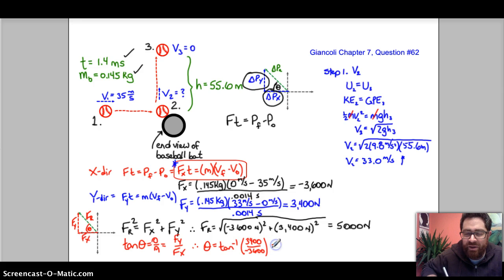And you have to be careful with what your calculator is going to spit out here. It's going to be confused as to what quadrant you're in, but I need to recognize that if I'm referencing the negative x-axis here, that's going to be 43 degrees. If I really wanted to reference the positive x-axis, I could subtract that from 180. But in this case, the magnitude is 5,000 newtons, which is part of my answer, and the direction is 43 degrees.